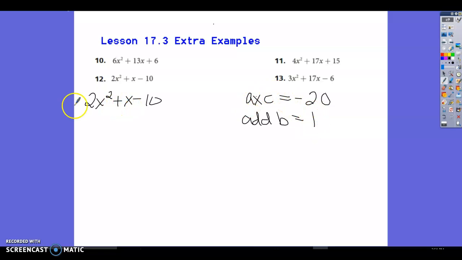Okay, so when I multiply a times c to get a negative number, that means I'm going to have 1 positive and 1 negative. So I'm going to have opposite signs this time. So I'm going to have 1 and 20, 2 and 10, 3 doesn't go into it, 4 and 5, and I'm going to have opposite signs. And the way I know is that b has to be positive 1, so 5 has to be positive, and 4 has to be negative. Negative 4 times 5 equals negative 20. Negative 4 plus 5 is positive 1.